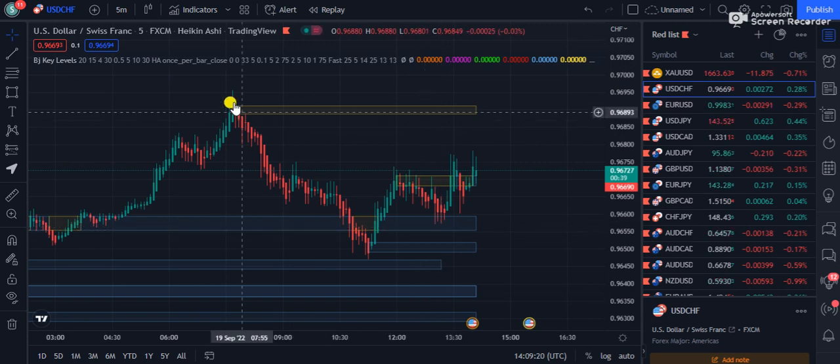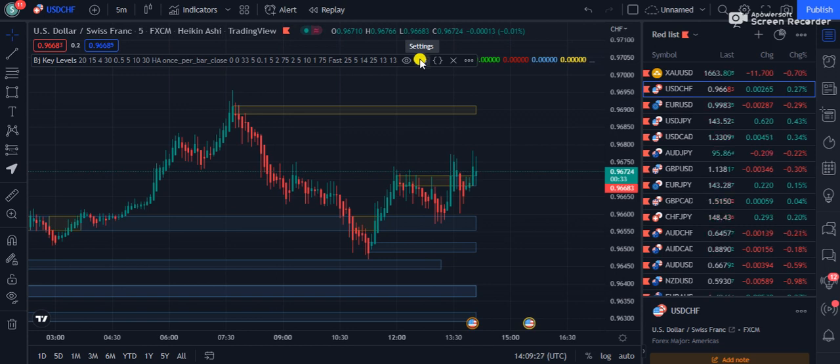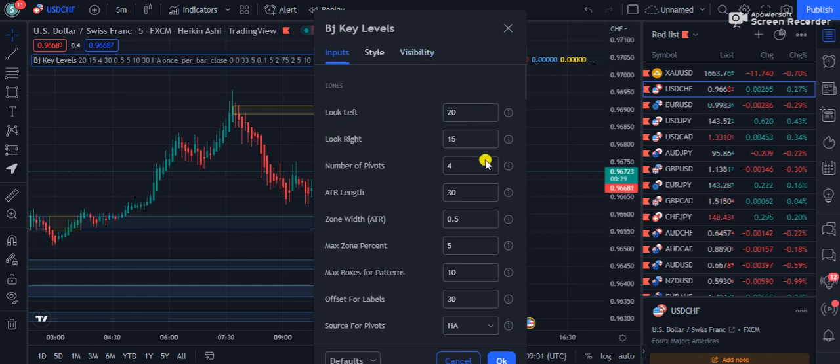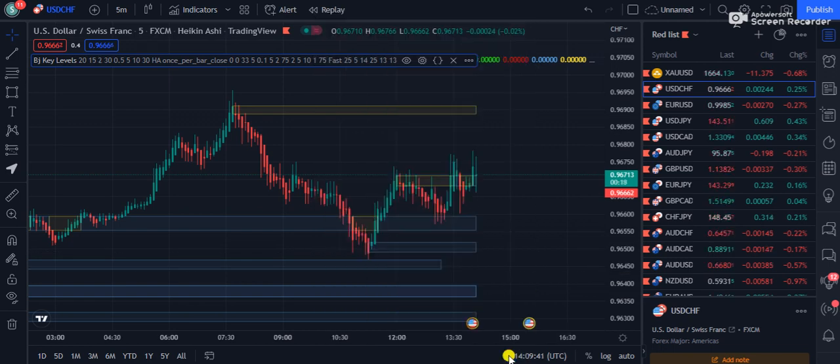Now I am going to talk about the only settings of this indicator. Otherwise, you can ask me about the settings in the comment section. So please note down these settings: when we go to the settings page, on the third number we have the option number of pivots. It is 4. So we will change this to 2 instead of 4, and then we will press OK, and the strategy is completely ready to trade.